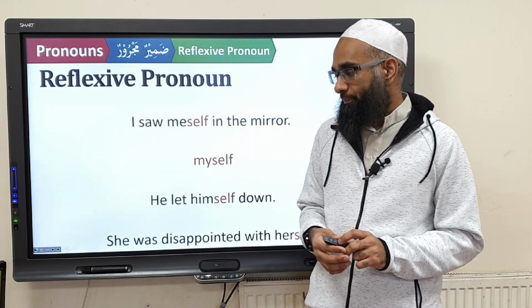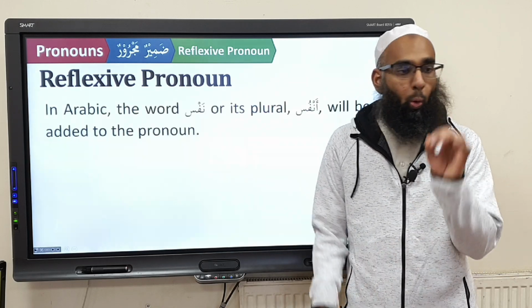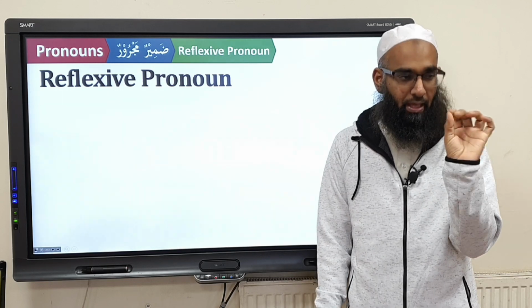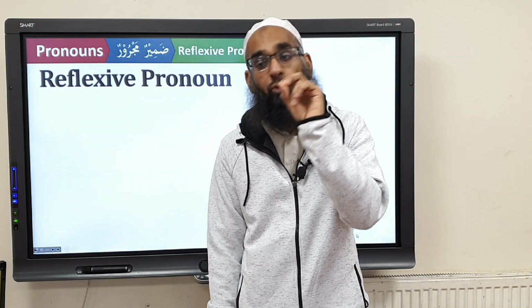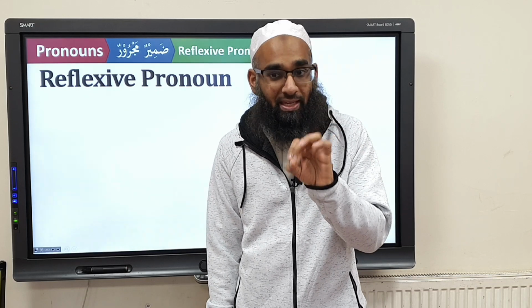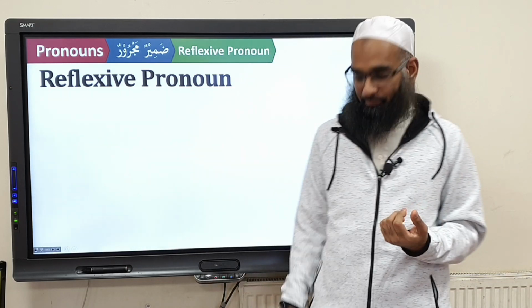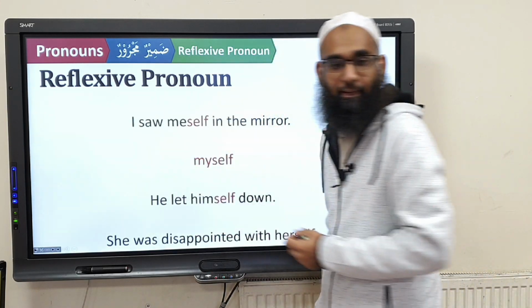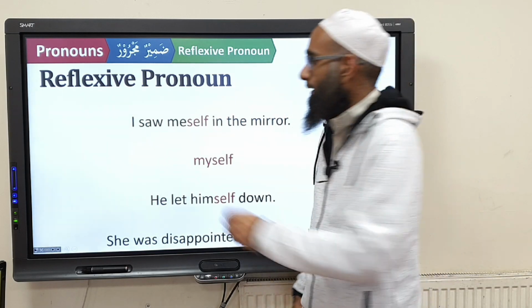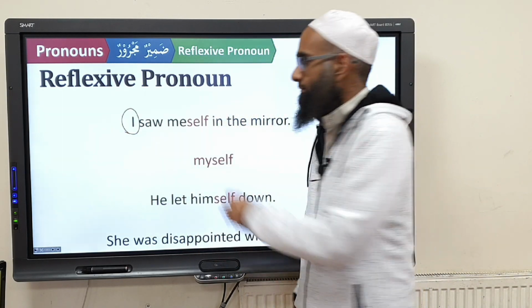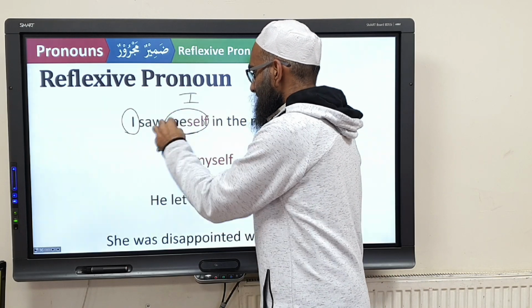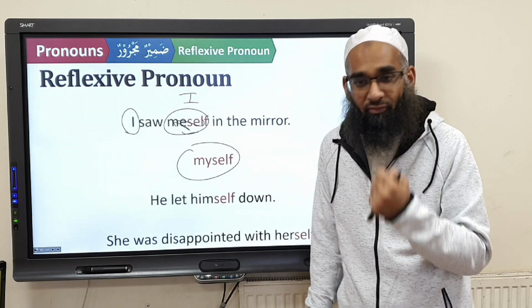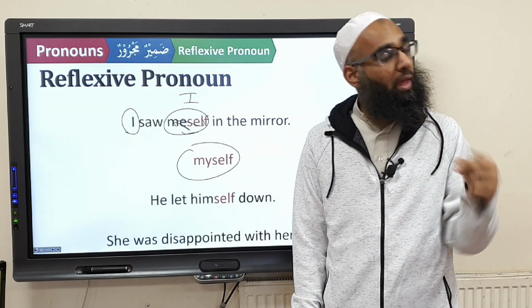Why do you have to have that? The rule is, when you have a fa'il, after the fa'il you have a maf'ul, but the maf'ul bihi is the fa'il as well. I saw myself in the mirror, right? Who's the fa'il? I. Who's the maf'ul bihi? I. Isn't I the fa'il and the maf'ul? So when you have that, you can't use the pronoun. You have to say self.